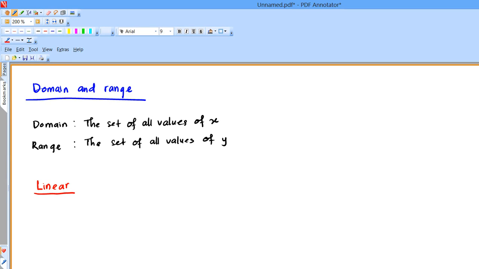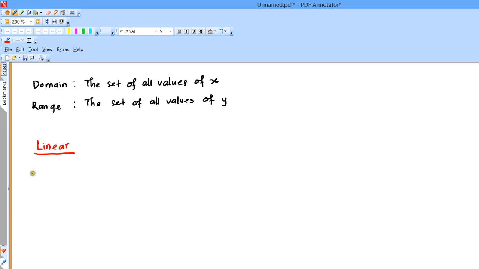Hi students, in this video I will show you how to find the domain and range of some functions. Domain refers to the set of values of x, meaning the values at which the function exists, and range refers to the set of all values of y at which y exists. For the first type, I will show how to find the domain and range of a linear function.